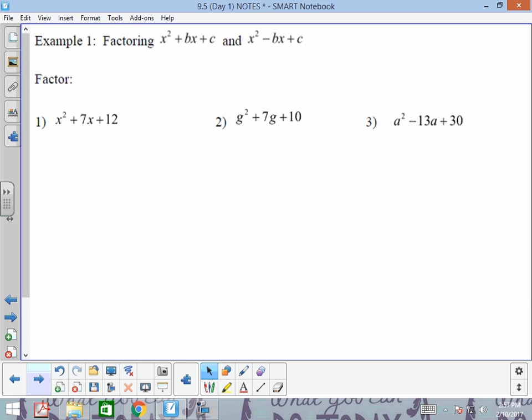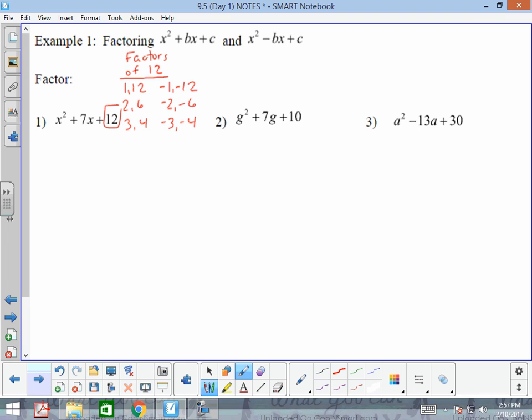Okay, so let's look at these. What we're doing first is looking at the last term, and we're going to determine what the factors are. I do not care if you write them down on your classwork or not, but please write them down right now on the notes, and you can pause the video to do that. These are all the factors of 12: positive 1 and 12, negative 1 and negative 12, 2 and 6, negative 2 and negative 6, 3 and 4, negative 3 and negative 4.